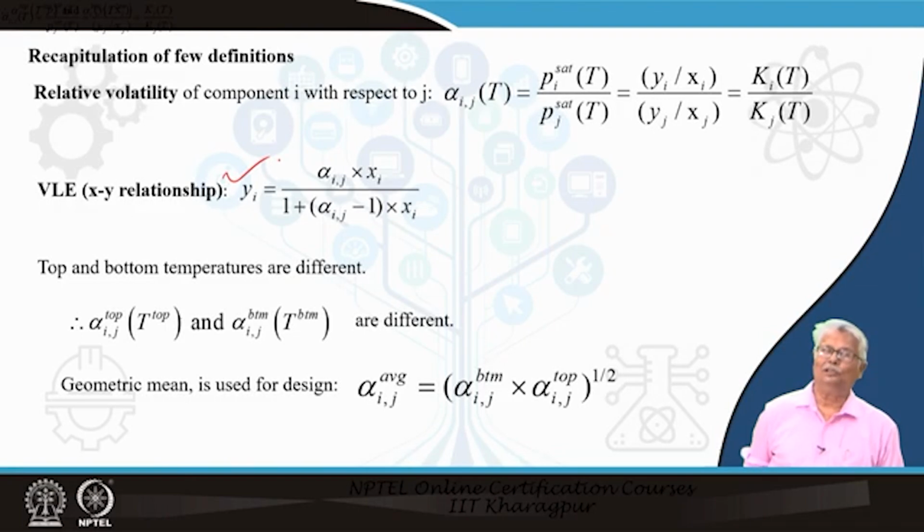Then we also appreciate that the column top and bottom temperatures are different, because the top contains lighter components, while the bottom has a higher proportion of heavier components. So, naturally the top temperature is less than the bottom. This makes a difference between the alpha value at the top and the alpha value at the bottom, and for design the convention is to use a geometric mean of the alpha at the top and the alpha at the bottom, as shown here.